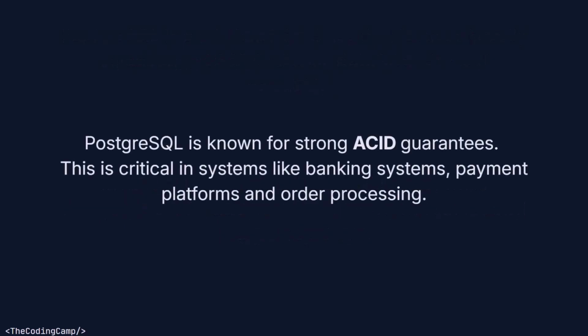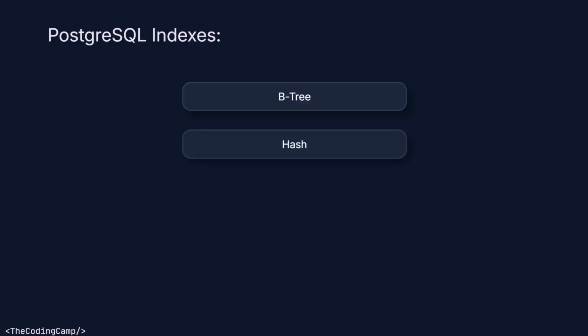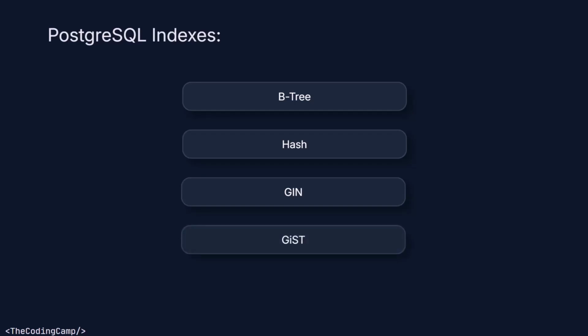PostgreSQL is known for strong ACID guarantees. This is critical in systems like banking systems, payment platforms, and order processing. PostgreSQL supports many index types. The default index is a B-tree index, which is best for equality lookups and range queries. Hash index, which is best for exact matches. GIN index, which is useful for JSONB data and full text search. And GiST index, which is best for geospatial queries. So storing locations is a common use case for PostgreSQL as well.